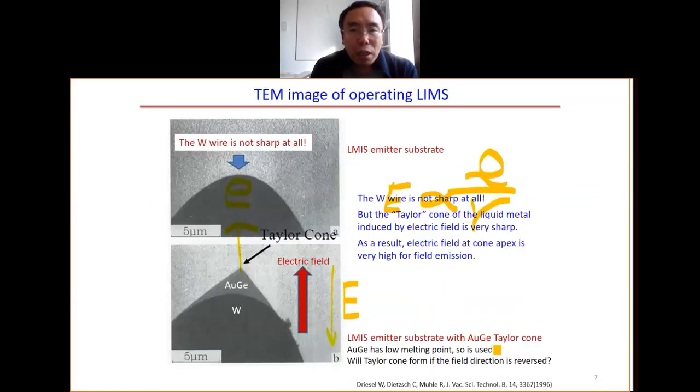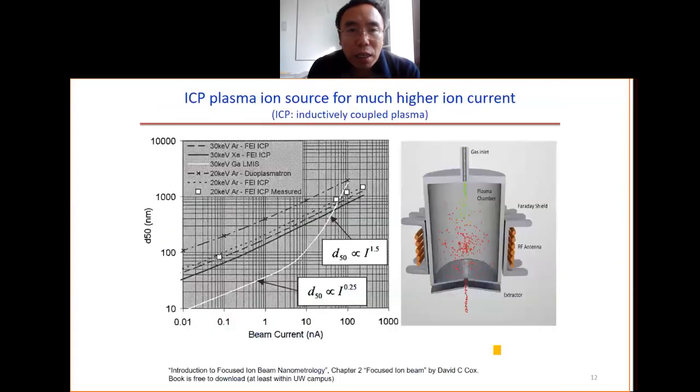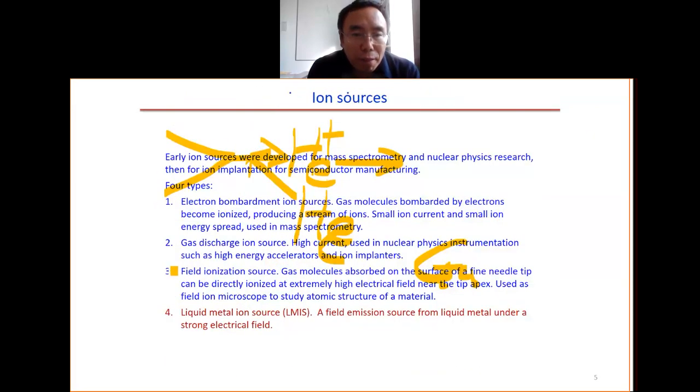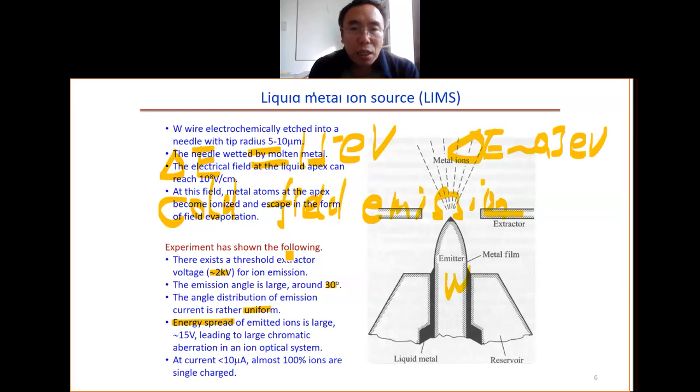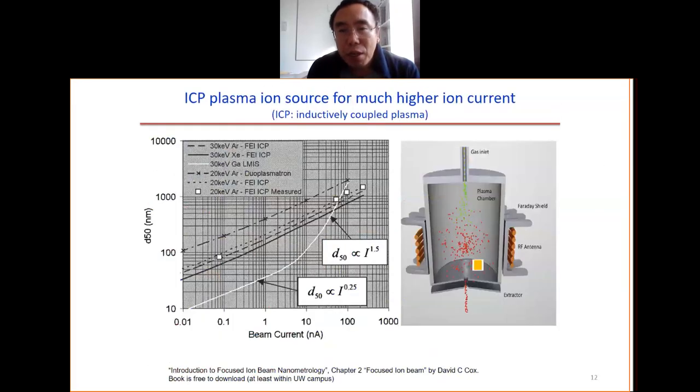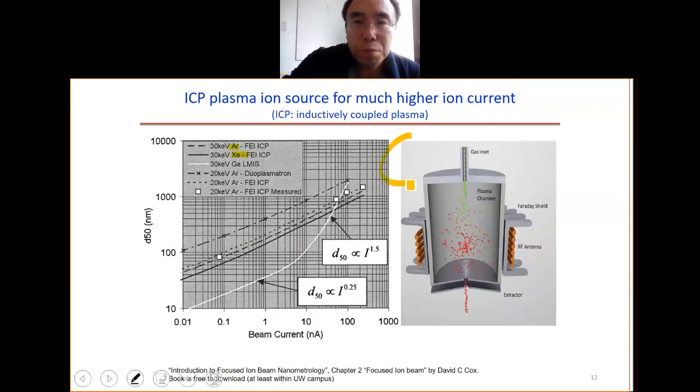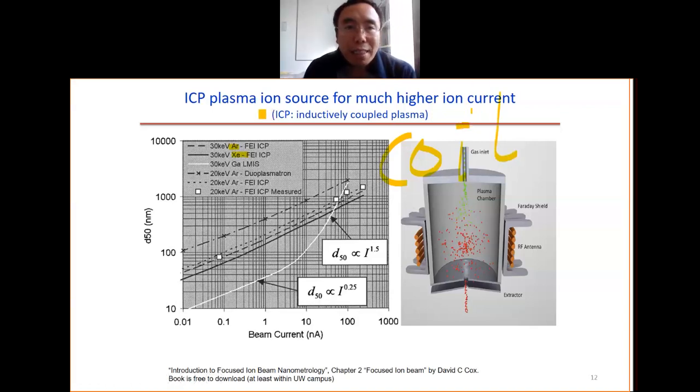So here we talked about the liquid metal ion source. The next one is the plasma ion source, also called the gas discharge ion source. The idea is very simple. You have the chamber, and you have the gas molecules, which can be argon or xenon. Then you have this RF antenna, this coil. We have the coil, it is an inductor, so this is called ICP, inductively coupled plasma.